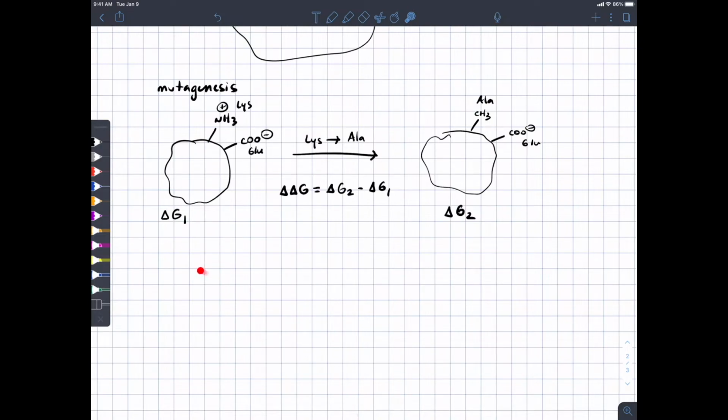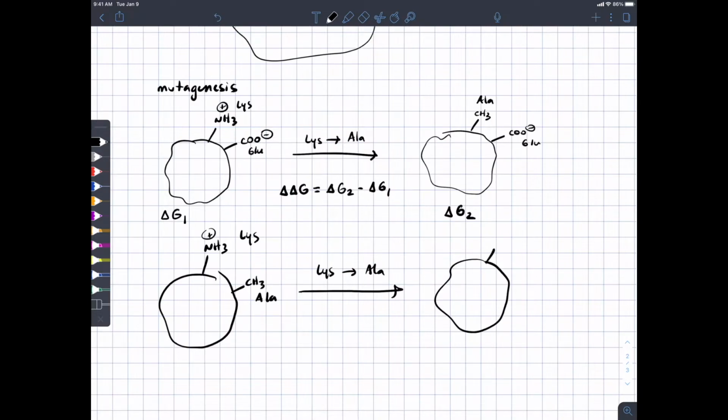And so what we do is we repeat that experiment with another variant in which we still have the lysine, but now we've replaced the glutamate with alanine. And then we change lysine to alanine.